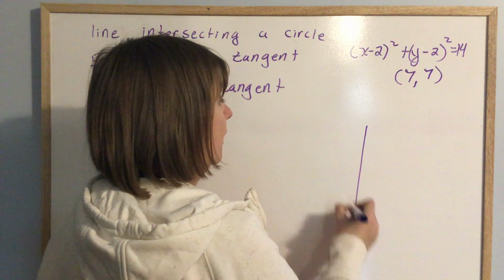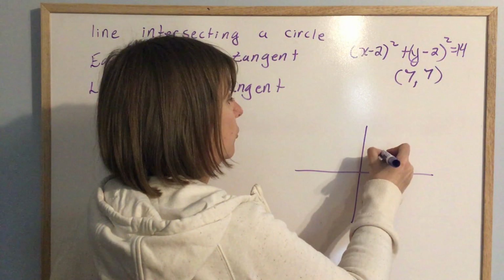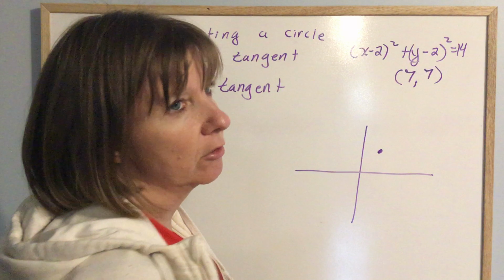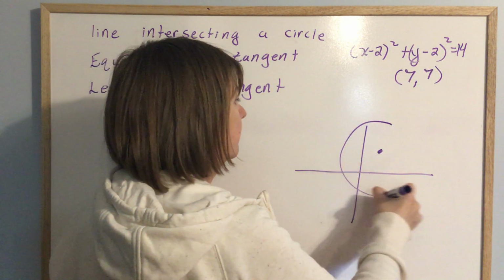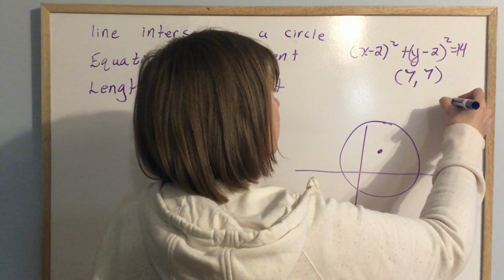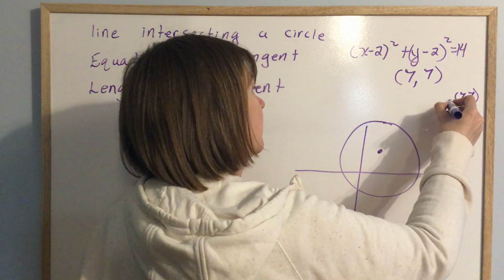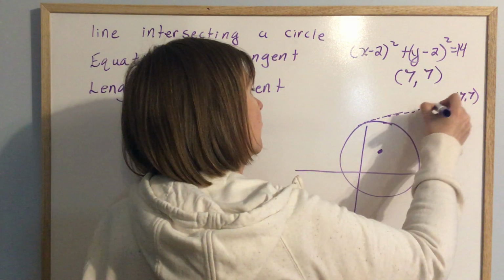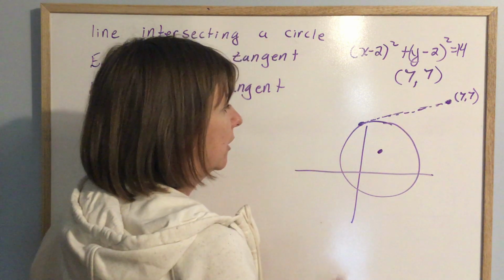Again, what they're saying is that the center of the circle is at (2, 2), and the radius is the square root of 14, which is going to be like 3.8 or 3.9. So it's going to be like this. And the point (7, 7) would be out here somewhere. So the question is, if I drew a tangent line, what would be the length from the point it touches the circle out to the point (7, 7)?